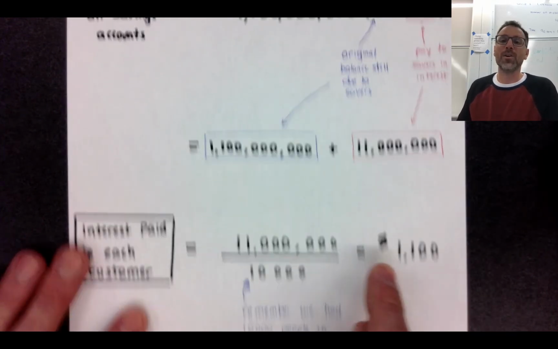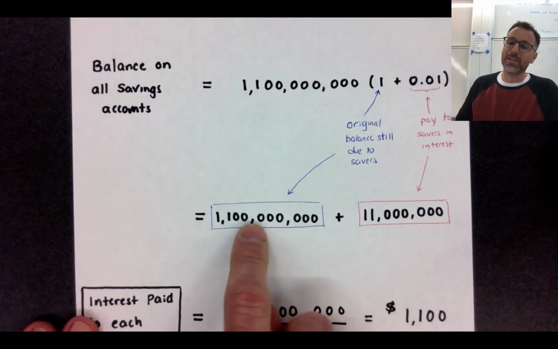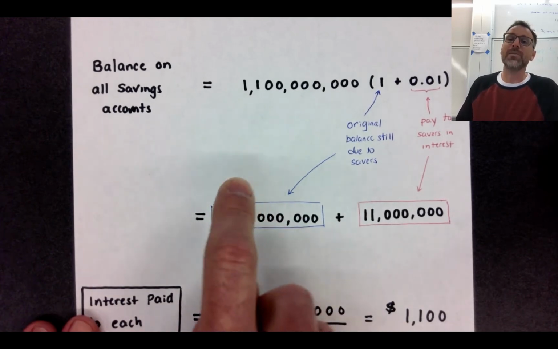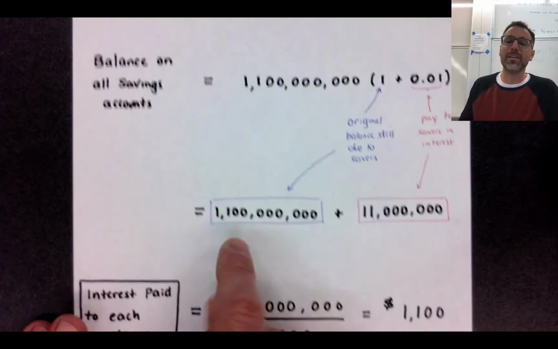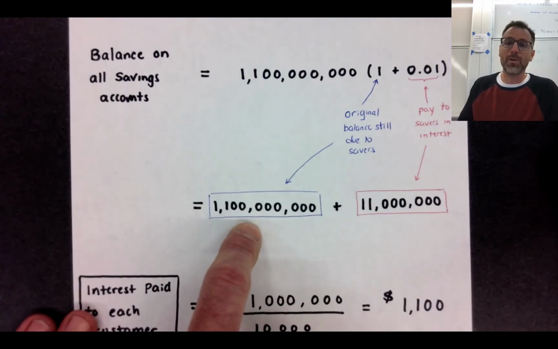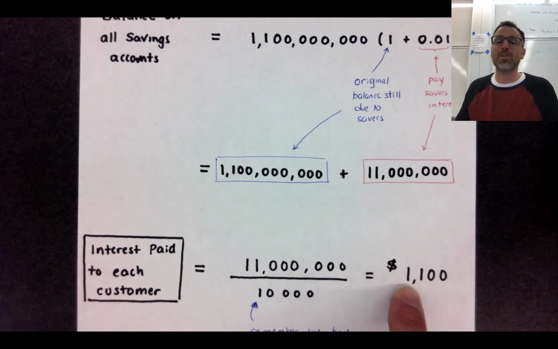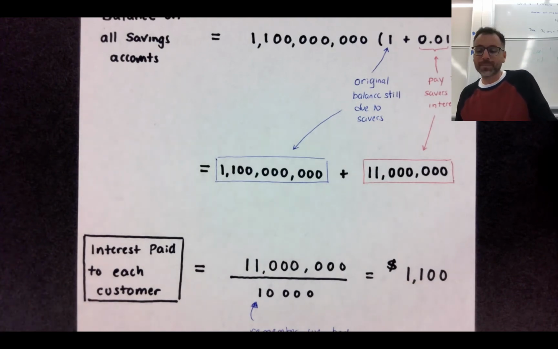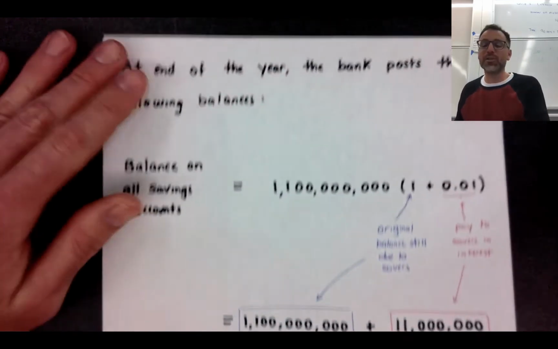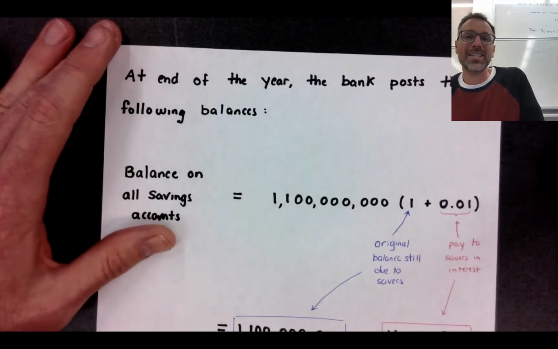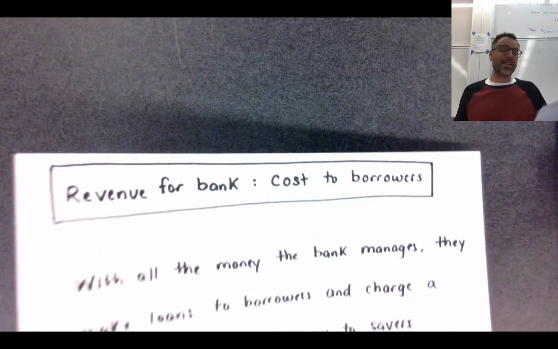So at the end of the year, all of us, if we haven't touched our money throughout the year in savings and we haven't added anything or detracted anything, we have the original balance that we put in plus the interest that we're owed, and each person ends up with $1,100 extra in their account.